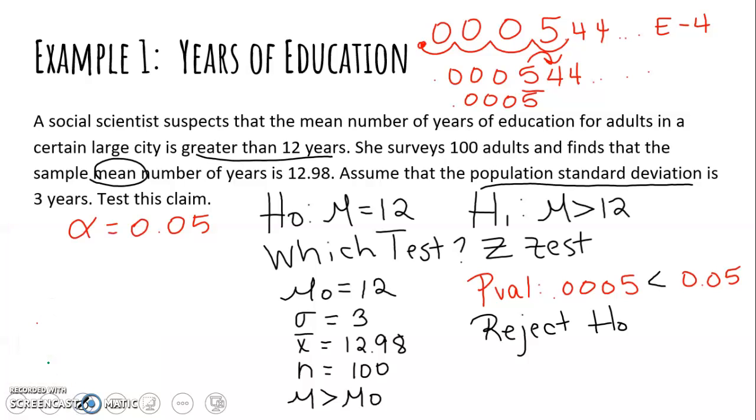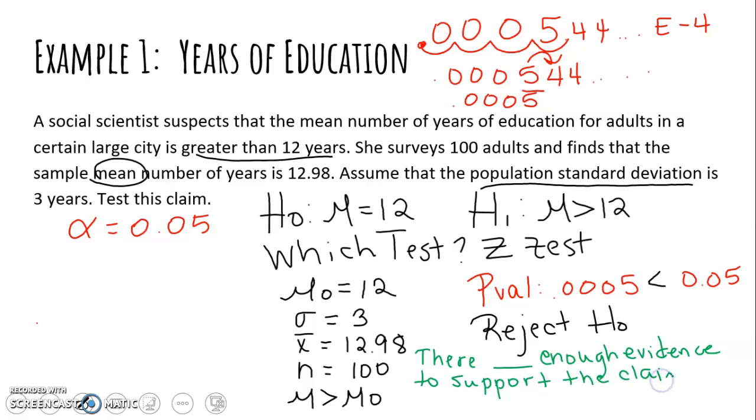So it's a sentence, similar to how we wrote sentences for confidence intervals. So here's the basic template. You write: there is or is not, so you fill in the blank there, enough evidence to support the claim that, and then you need to specify what the claim was.